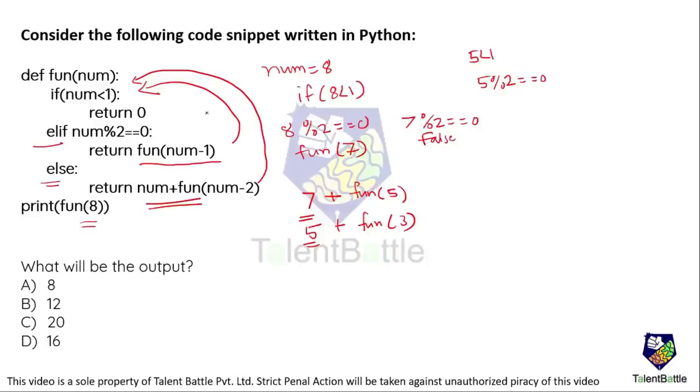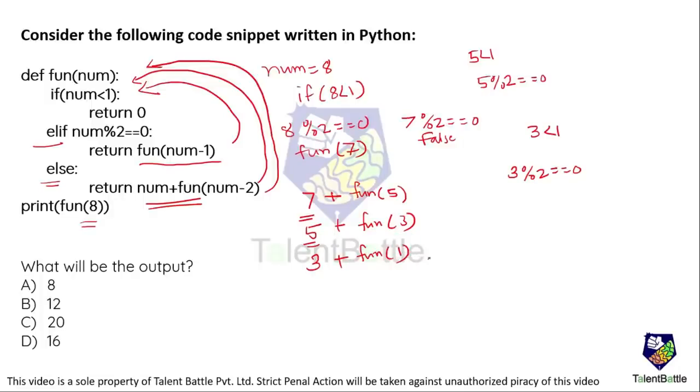Again, it will go back to the calling function. So when it is 3, again it will start calling this function. It will check the condition 3 less than 1. Again, this is false. And 3 modulo 2 equals 0 is again false. So it will come back here. So you got a value of num that is 3 plus function of 3 minus 2, which is 1.